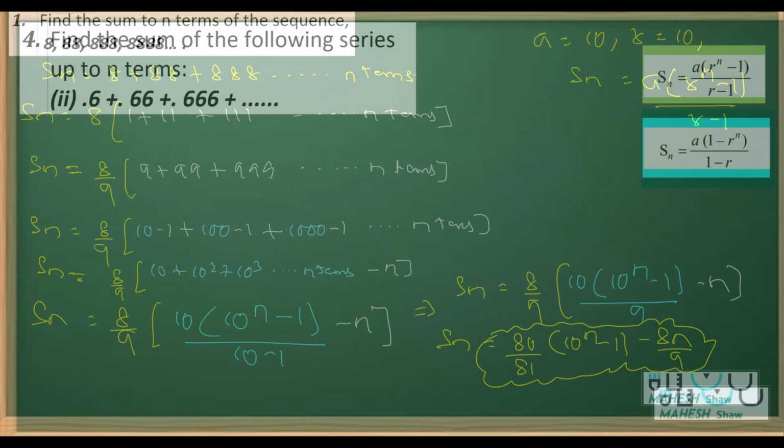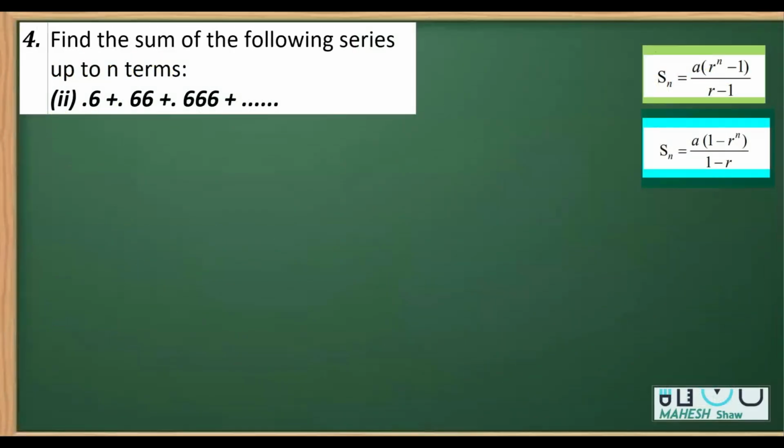Let's move to the next question now. I skipped question number 3; it was very similar to the first two. So now I'm doing the fourth in the order which I introduced. This time we are going to find the sum of this, just like the previous questions. Here also we'll be writing Sn as 0.6 plus 0.66 plus 0.666 and so on, up to n terms.